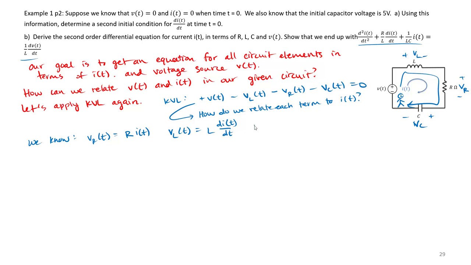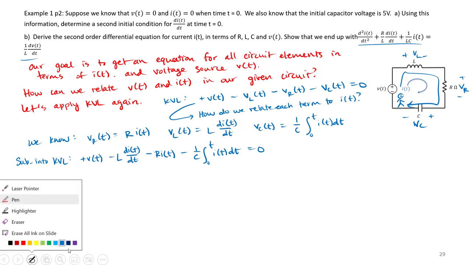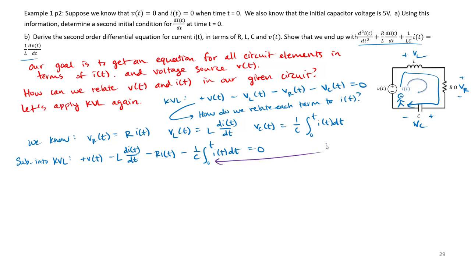How about the voltage of our capacitor? Well, we know that we have that integral equation. And so in this case, notice we can actually use the integral here to help us find our capacitor voltage in terms of I(t). So we can substitute each of these terms back into Kirchhoff's voltage law. So we have an equation here, but it's got an integral in it. How can we get rid of that integral?